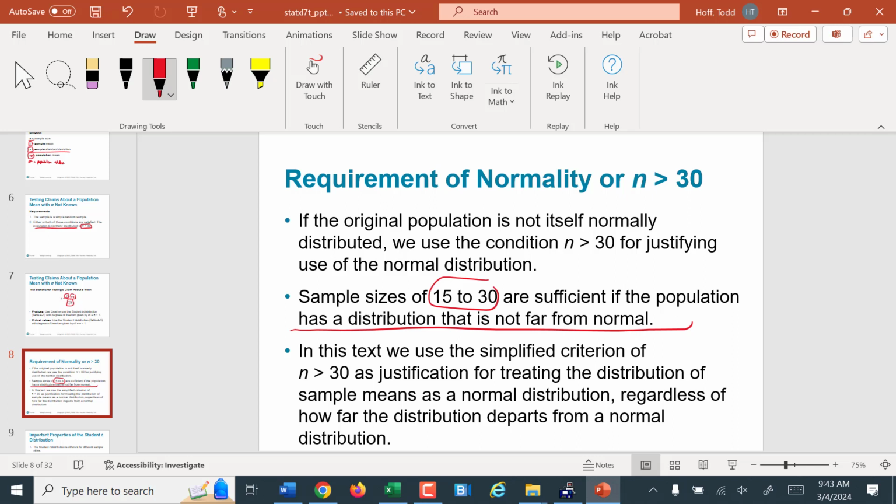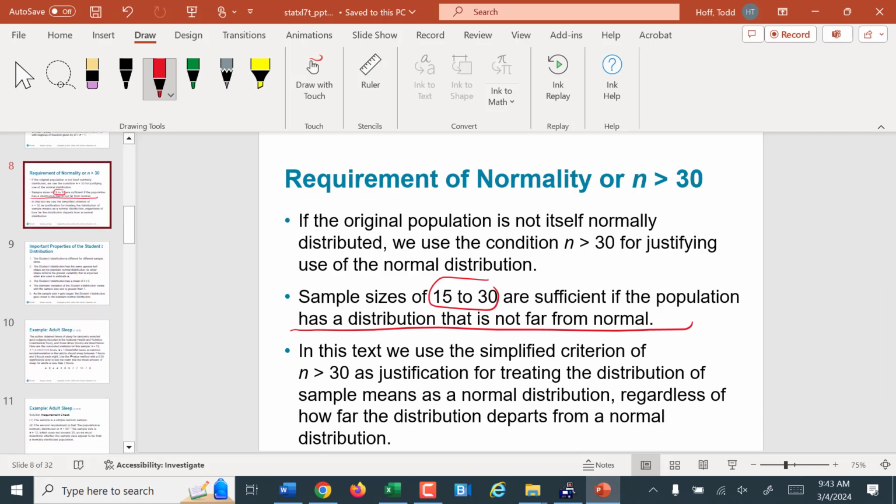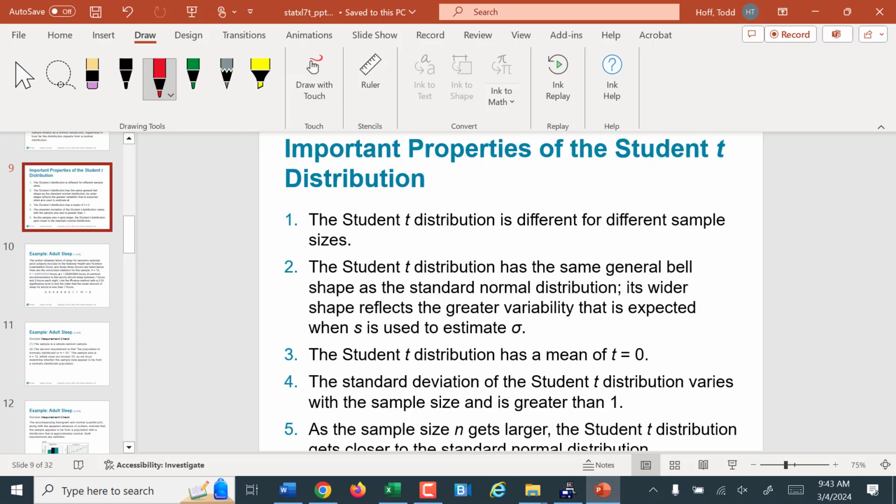In this text, we're going to assume that in most cases, even if the sample size is less than 30, we're going to assume the population is normally distributed. We will show a little bit about checking that, but not a whole lot of time is going to be spent on that.